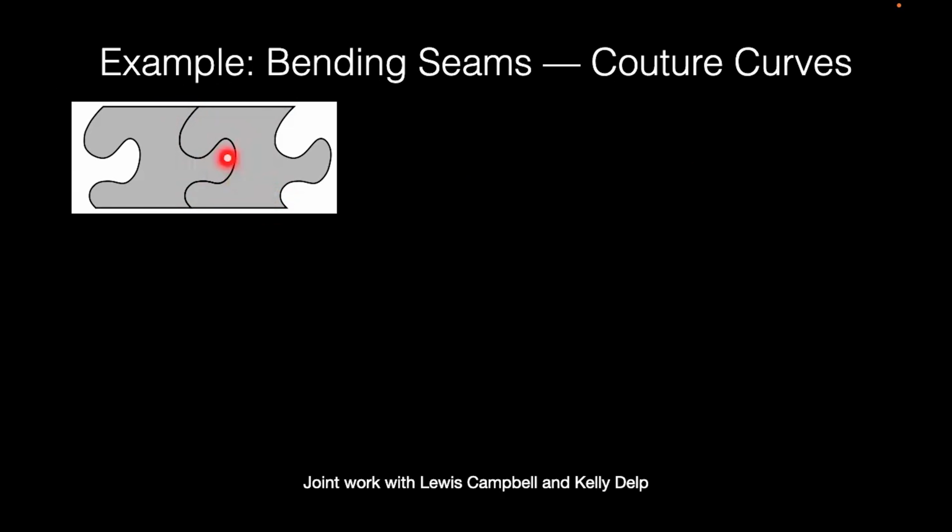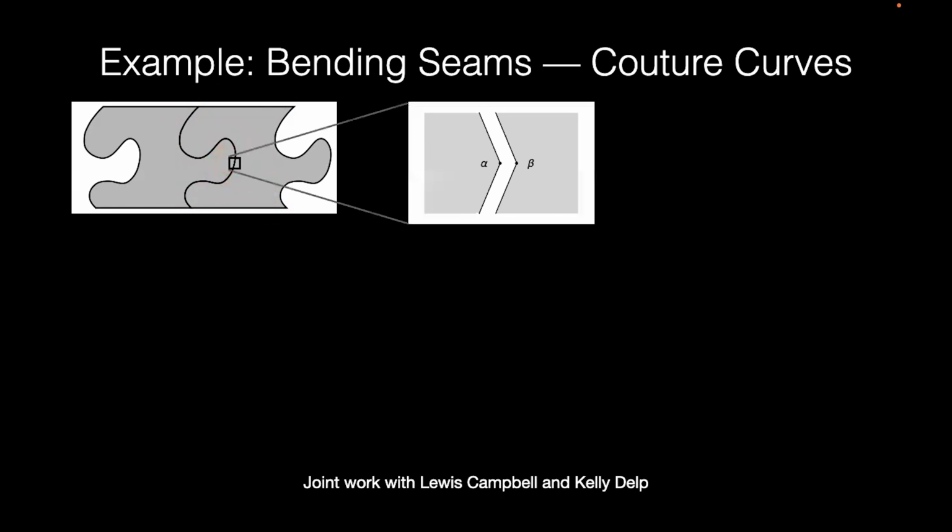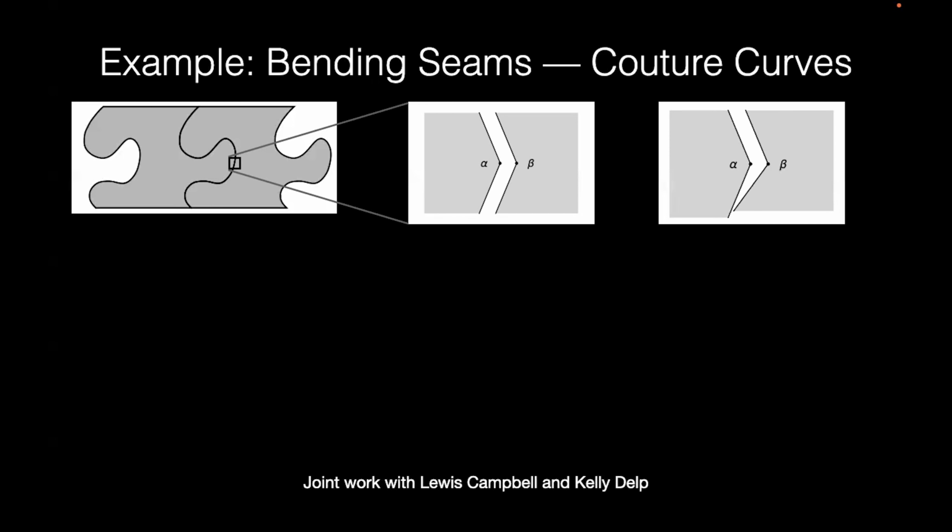So if I zoom into some little point here, I end up with on one side some angle alpha and the other side some angle beta. And since this is flat, these have to add up to 360 degrees. And I can add a little bit of angle to one of them. And so this adds a teeny bit of curvature to this point.